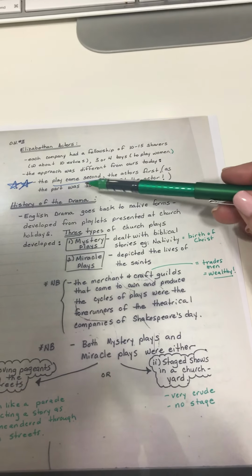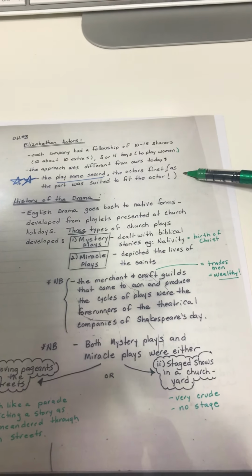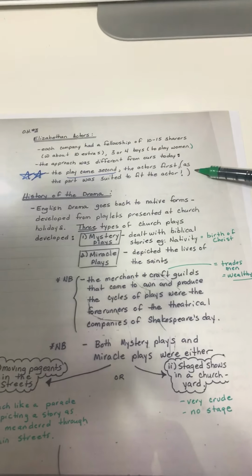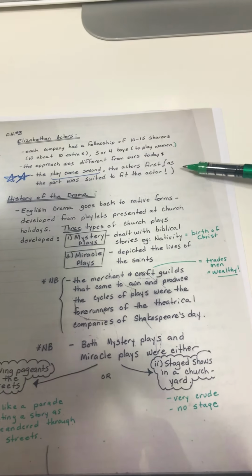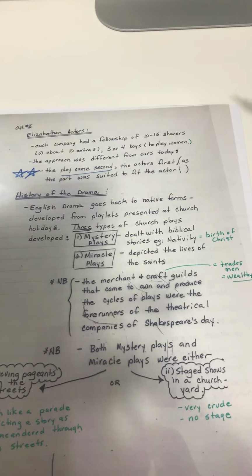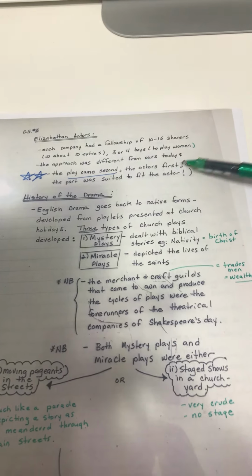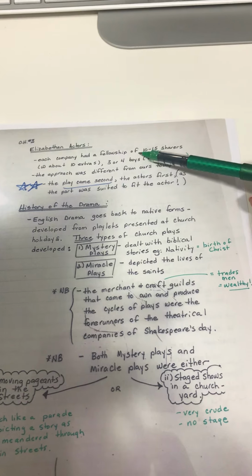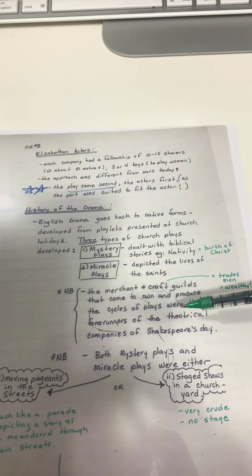The approach to the craft was different from ours today. By that I mean the play itself came second and the actors first, as the part was suited to fit the actor. And again, this is different from what we experience today, right? Our actors manipulate how they perform to match a particular character. And at this time, the writer of the play would write particular lines or particular characters to match the people in the fellowship. So it was kind of the opposite of what we experience today.